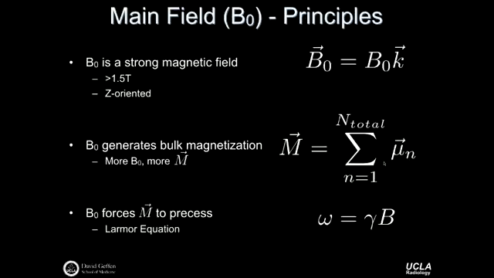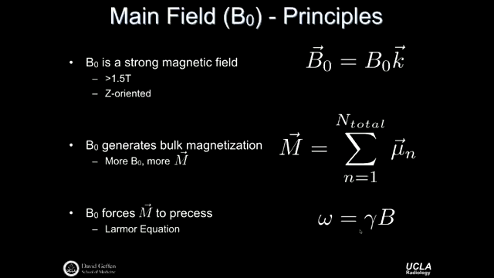So we take mu to be the magnetic dipoles, and if we just add up a bunch of them, where we're adding from the first spin up to Avogadro's number of spins, 10 to the 23rd spins, then we have something that we call the bulk magnetization, the M vector. Now, interestingly, what we're going to mathematically get a handle on today is an understanding of how B0 forces, so to speak, the M vector or the bulk magnetization to precess. And it does so according to an equation called the Larmor equation.